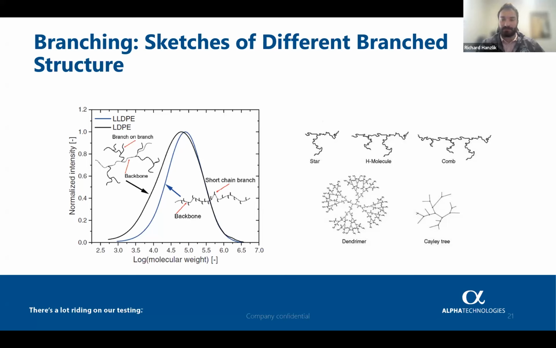So even the identification of a backbone is problematic when there are branches on top of the branches. So you can actually get branches on top of your long chain branches. For example, low density polyethylene made by high pressure via a free radical process is an example of an important commercial material with very complex branching structure.